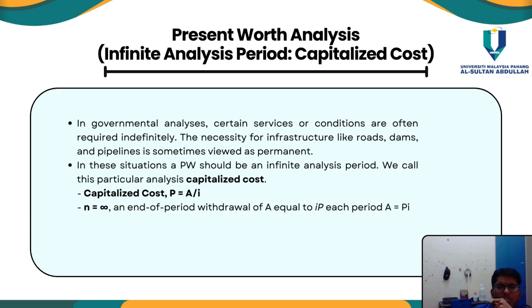Then we have something called the infinite analysis period, for example in governmental analysis of certain services or conditions, where you require analysis for a long period of time, which is called indefinite time. This is necessary for infrastructure like roads, dams, and pipelines. It seems permanent, right? So in this situation, the present worth analysis should be done over an infinite analysis period. We call this particular analysis capitalized cost. The formula is capitalized cost P = A/i, where N is equal to infinity, and A is equivalent to iP for each period, that is A = Pi.